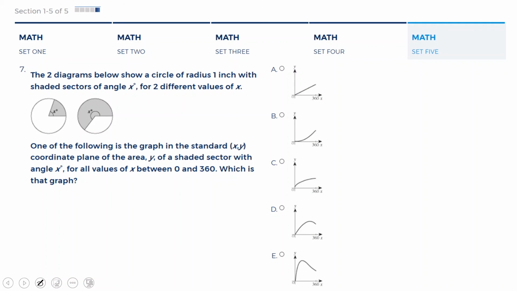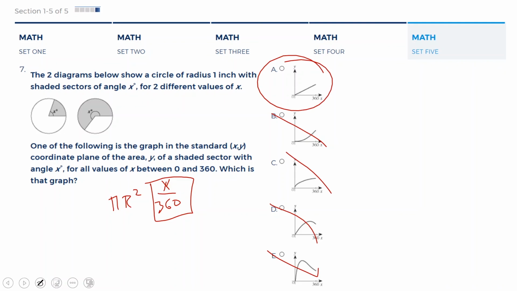The two diagrams below show a circle of radius 1 inch with shaded sectors of angle x with two different values of x. One of the following is the graph of the shaded area. So what is the area? The area of the sector is pi r squared times x over 360. So in reality, this becomes linear. So we're looking for the linear function. None of these, and it's A.